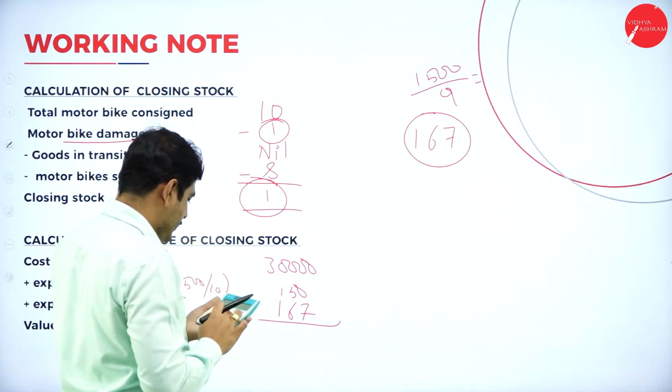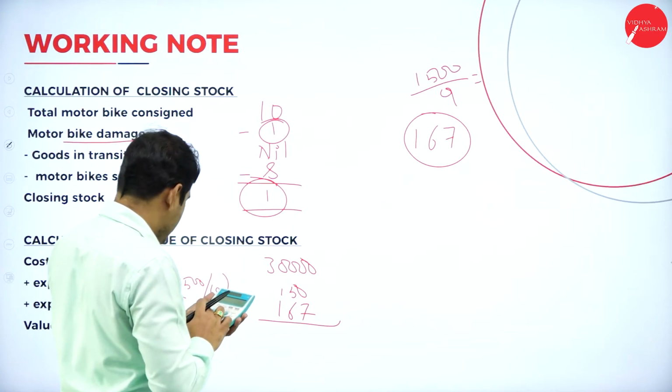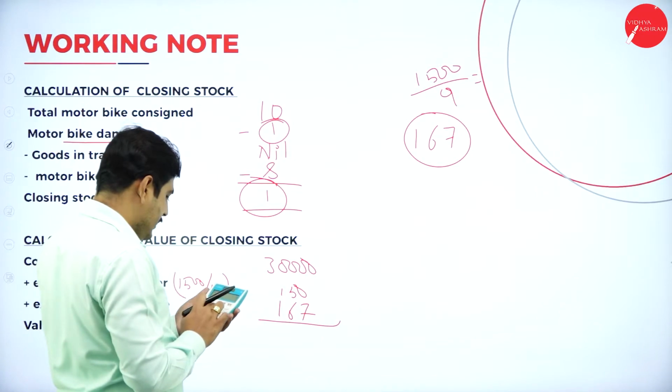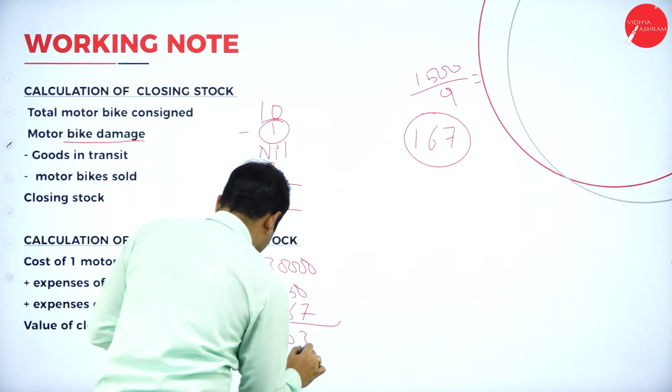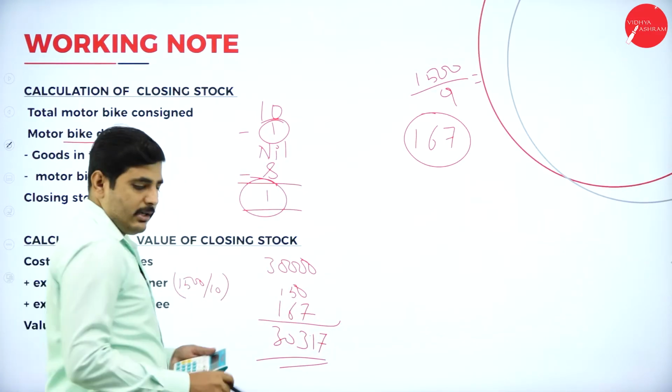So 30,000 plus the consignor's cost of 150 plus the consignee's cost of 167. The closing stock value is 30,317. That is the actual value of closing stock.